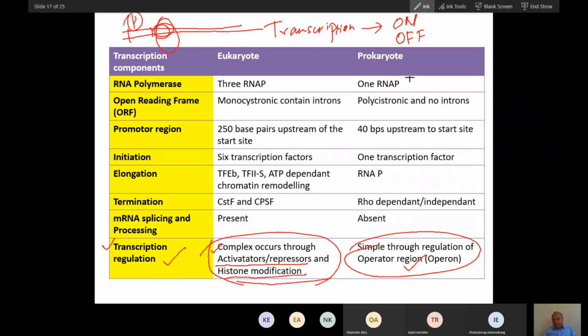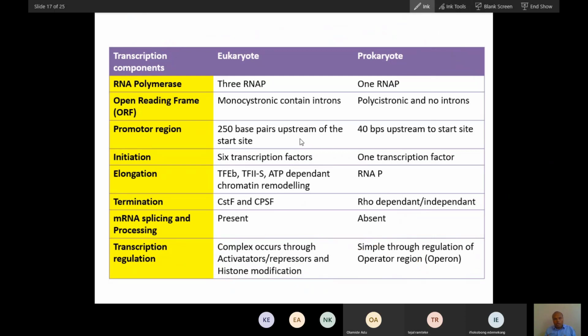So did you understand the difference between these two? In one word, if I have to say, the difference is complexity. The RNA synthesis process is a bit more complicated in eukaryotes. Regulation is also more complicated than in prokaryotes. Prokaryotic RNA synthesis is simple. Eukaryotic is a bit complicated. More proteins are there, more steps are there. And those are the differences. Did you understand the differences?